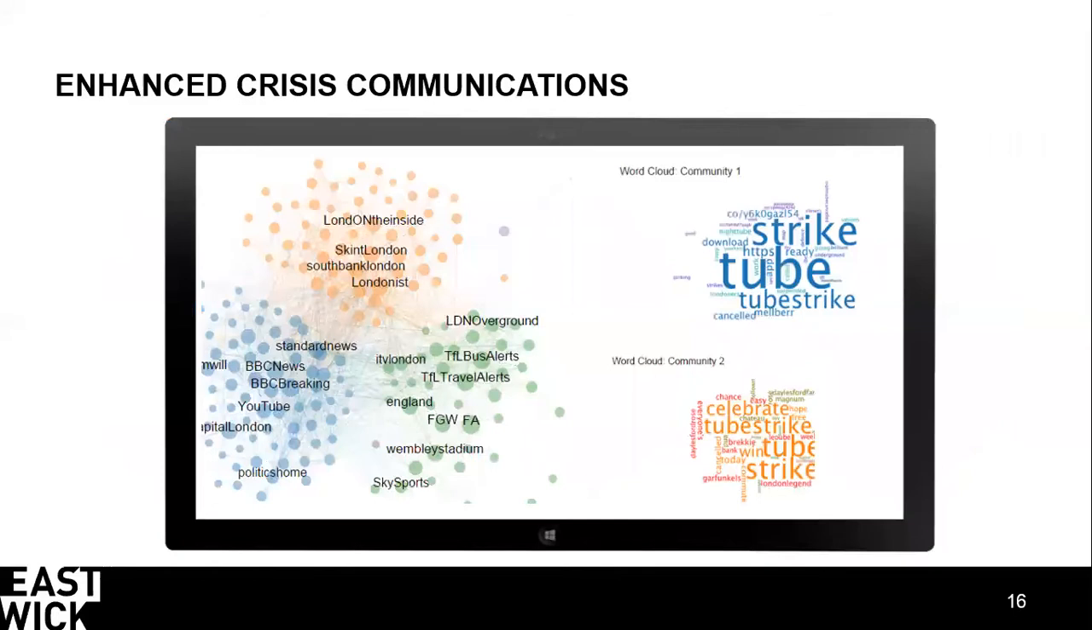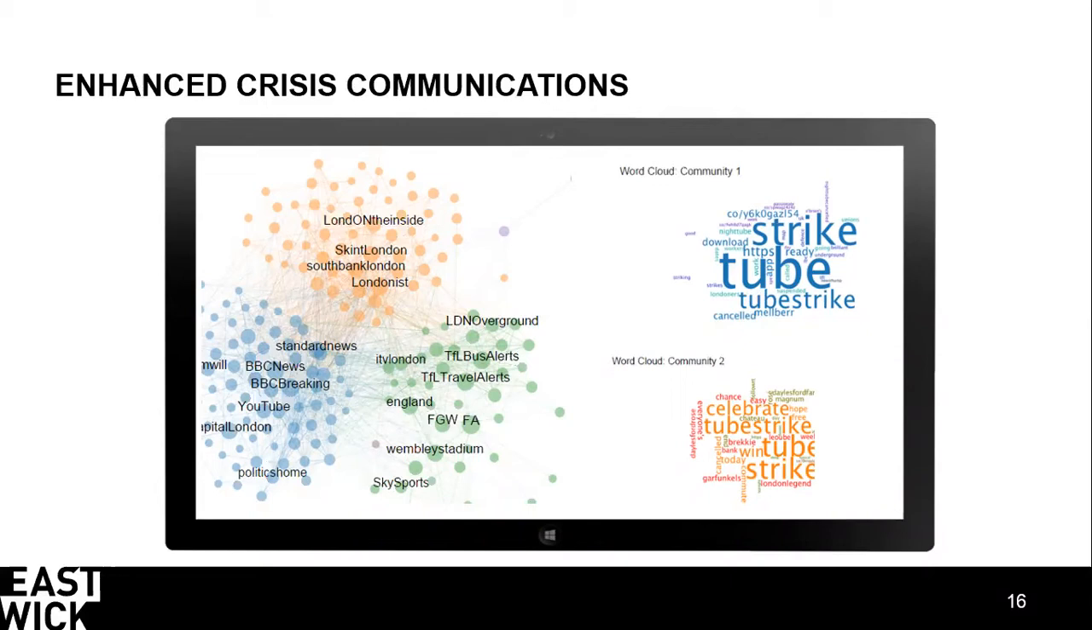This is actually a screenshot from Sysomos, and the crisis that was happening was the tube strike in London last year. What this graphic shows on the left-hand side is our communities graph. The colors are actually sub-communities, and this is looking at the communities around keywords such as London tube strike and all the associated words around that event. The colors show different types of communities and different types of groups that were speaking about this.